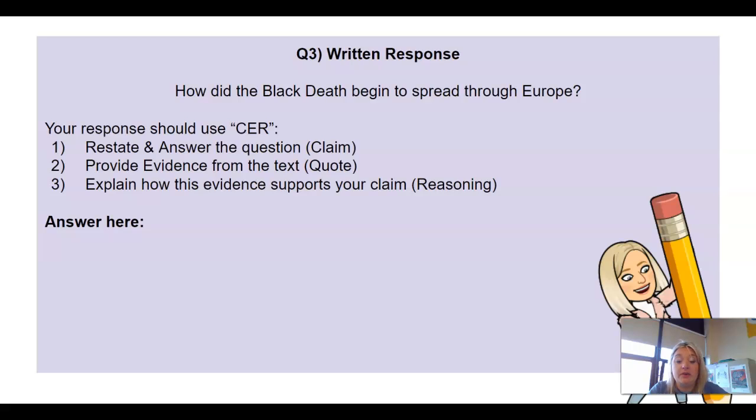You want to answer the question, tell me how the Black Death began to spread, provide evidence from the text, so that would be a quote, and then give me the reasoning that supports that claim. Okay, so go ahead and pause, and we'll come back for a version that would be considered appropriate and for full credit.